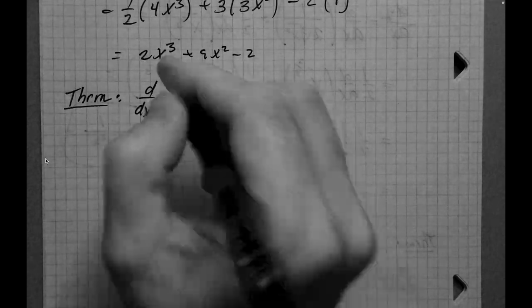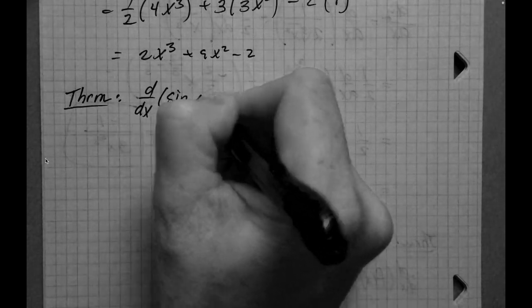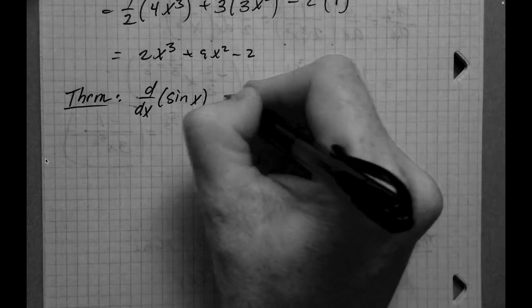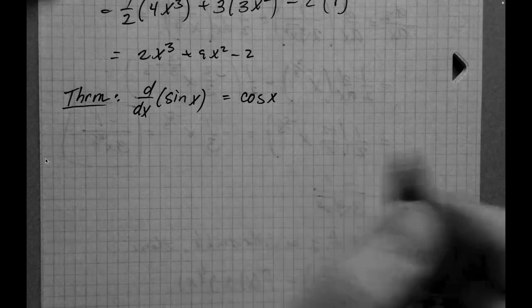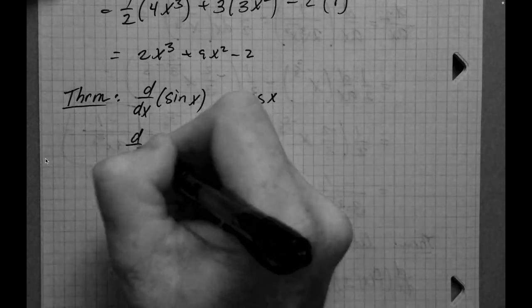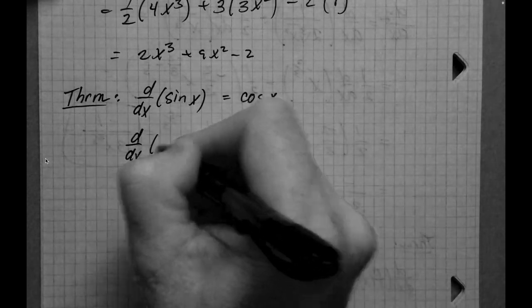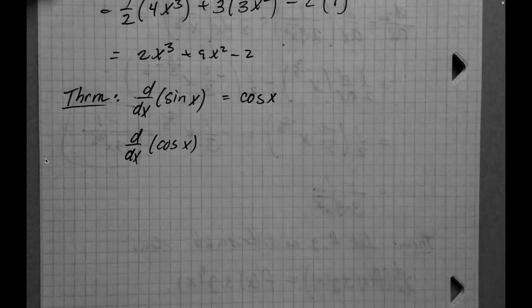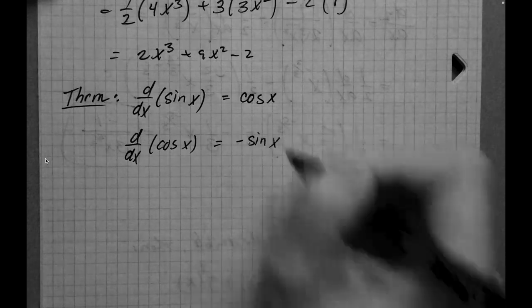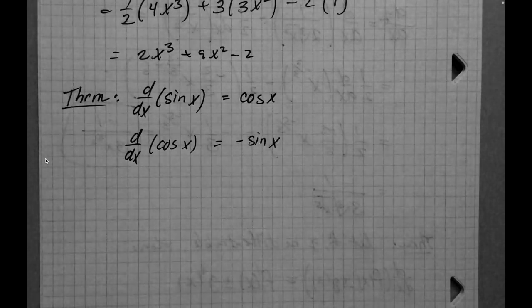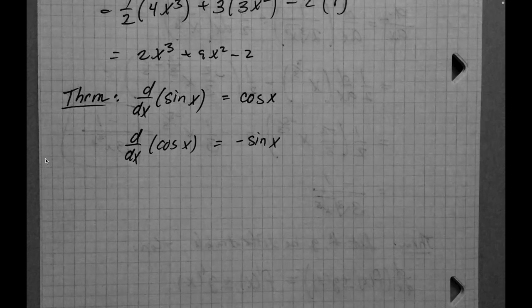So the derivative of the sine of x is equal to the cosine of x. Nice. And the derivative of the cosine of x, I know we all want to say that it's sine of x, and you're right, but it's the negative sine of x. Okay.